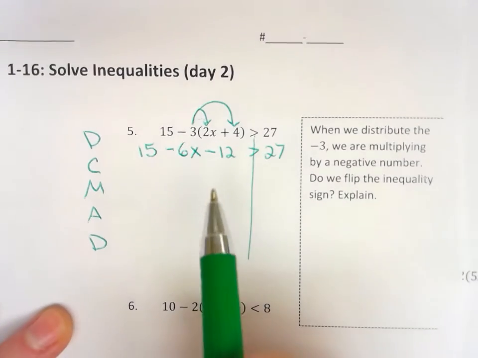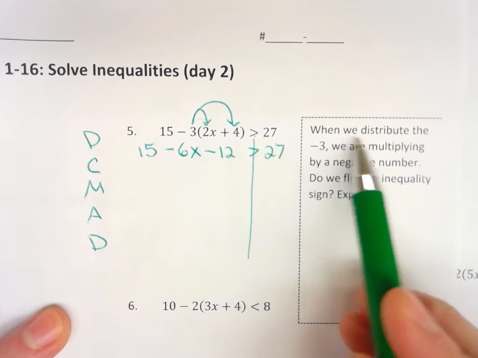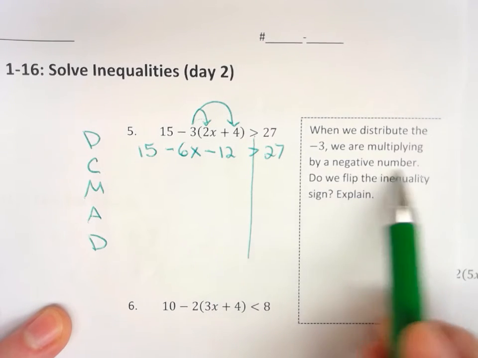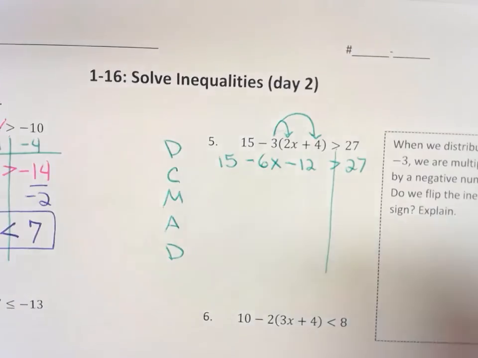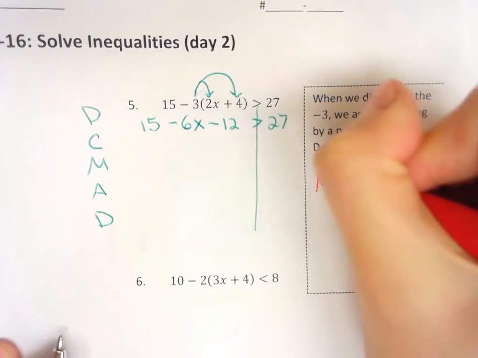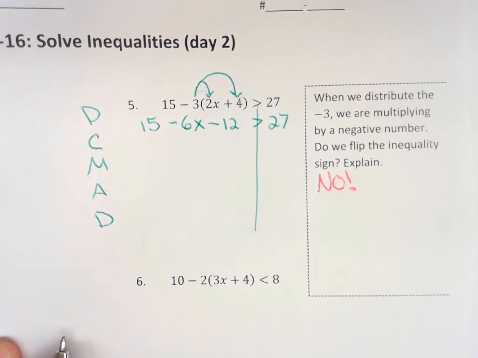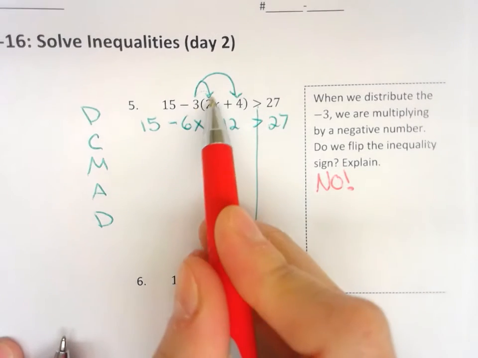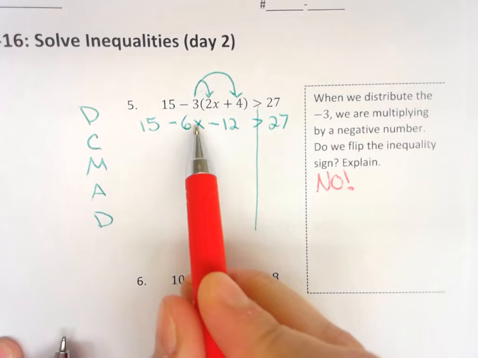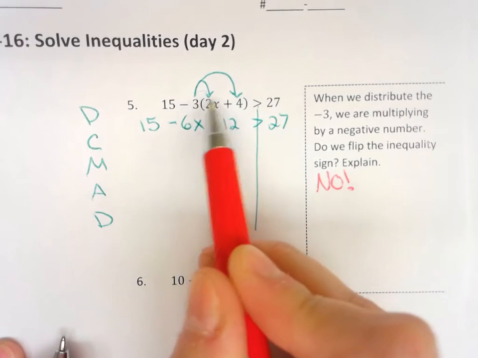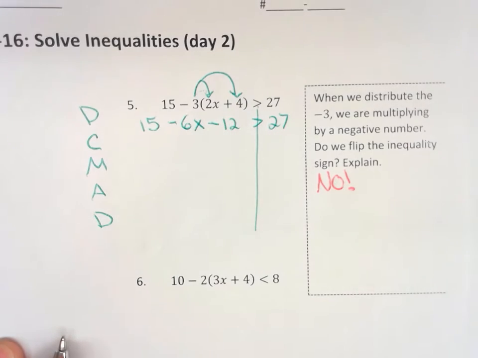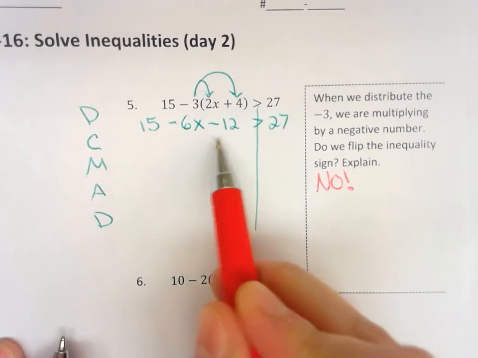Now I'm going to pause for a second, because when we distributed, we were multiplying by a negative number. Do we flip the sign? The answer is actually no. The only time that you flip the inequality sign is if you multiply or divide by a negative number to both sides of the inequality. When you distribute, you're only doing that on one side, so it does not count. It has to happen to both sides.